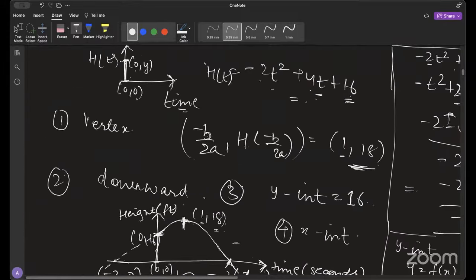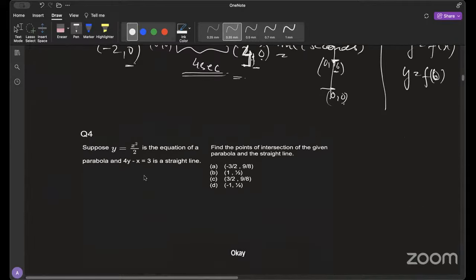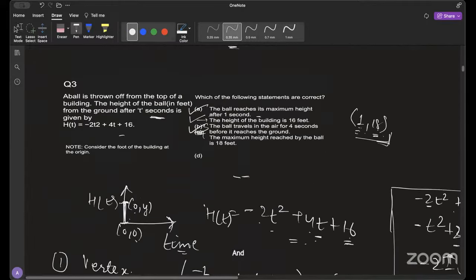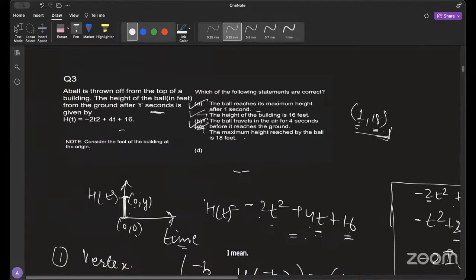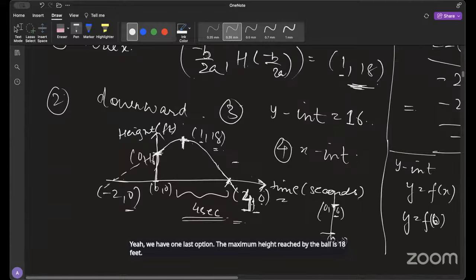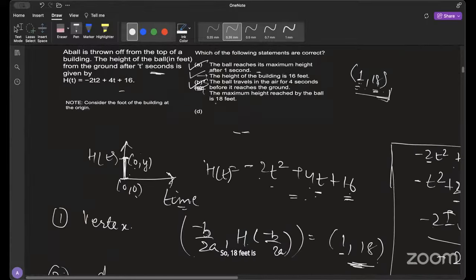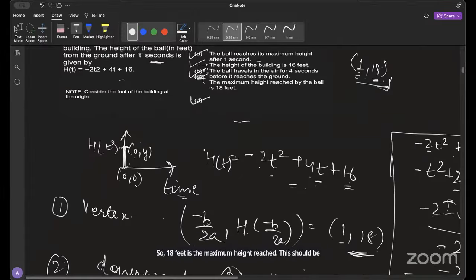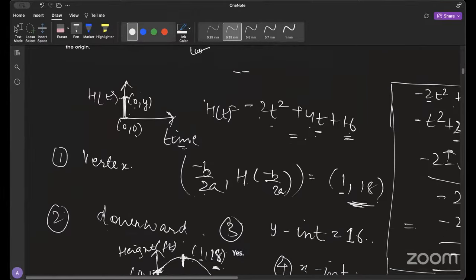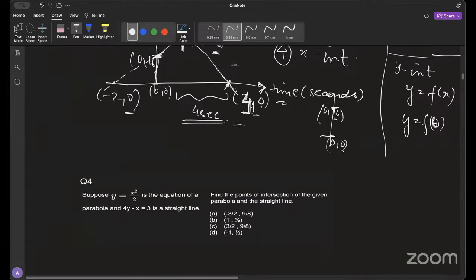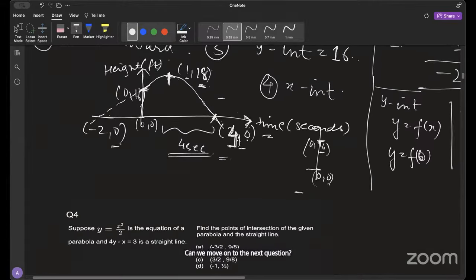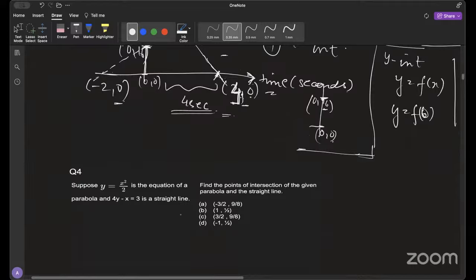Okay, ma'am. And do we have one correct answer in the last option? The maximum height reached by the ball is 18 feet. That's also correct because this is the maximum height, right? So 18 feet is the maximum height reached. This should be correct as well, so D is also correct. Yes, ma'am. Can we move on to the next question? Yeah, ma'am. Go ahead.